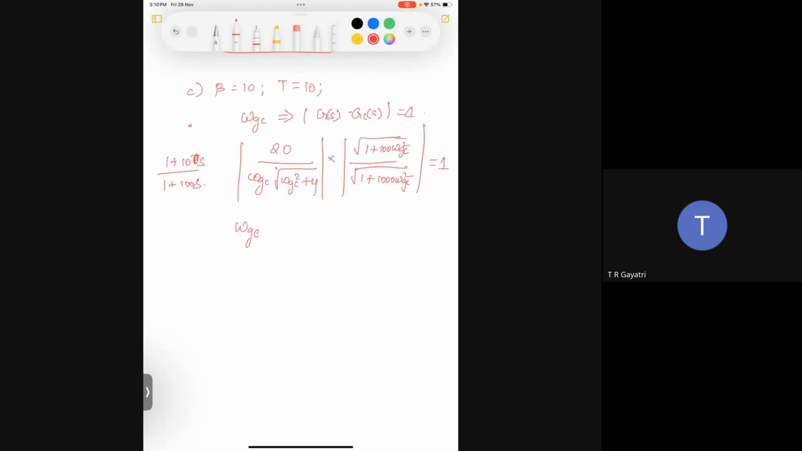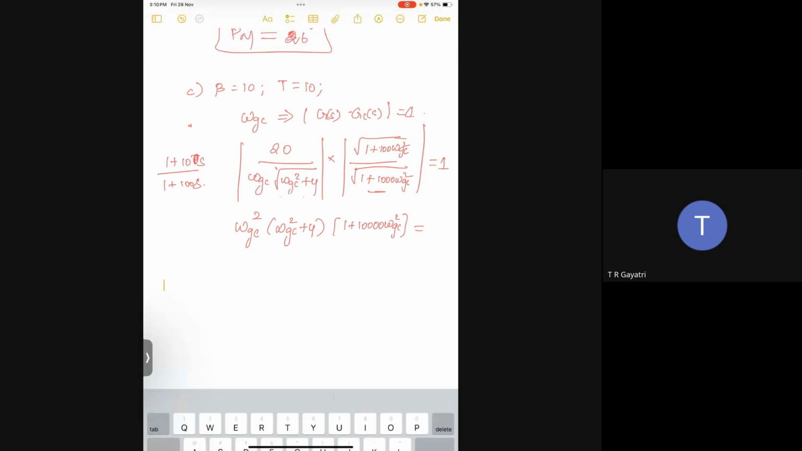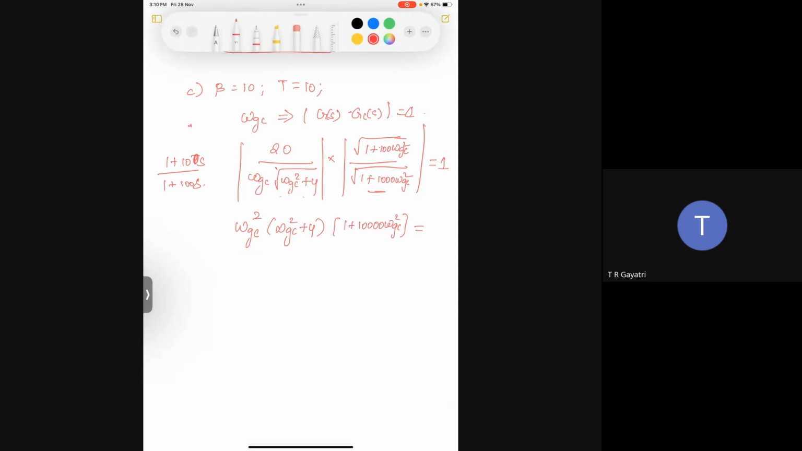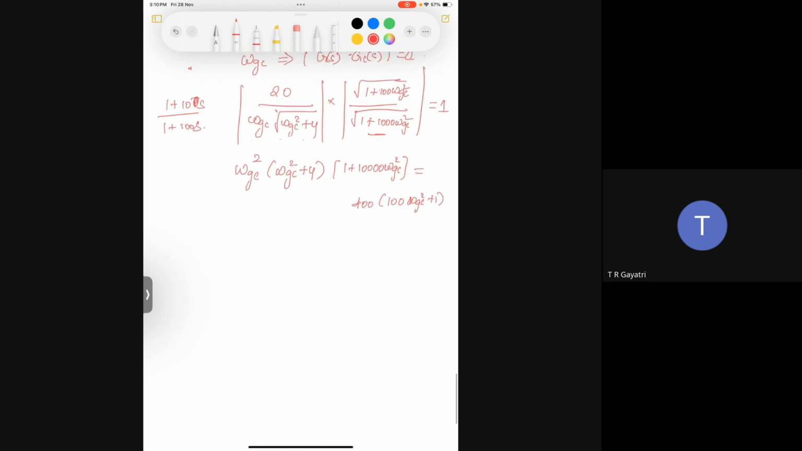Okay. Anyway, omega gc square, omega gc square plus 4. I have taken square of this to get rid of the root, and I have taken square of this term also. That will give me 1 plus 10,000 omega gc square equal to the left hand side numerator; denominator is in the left hand side, so numerator will be on the right hand side. I'm going to write this will be 400 into 100 omega gc square plus 1. They separated into numerator and denominator, that's it.